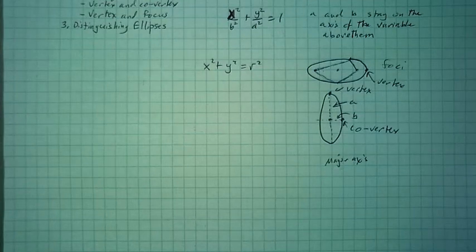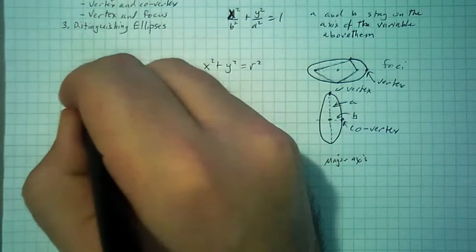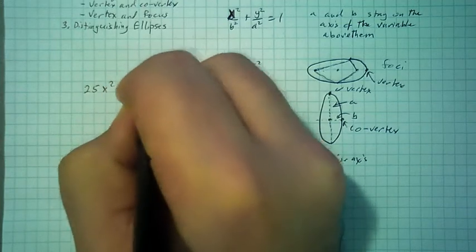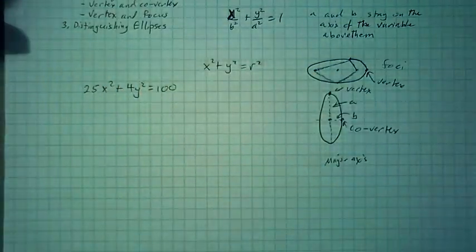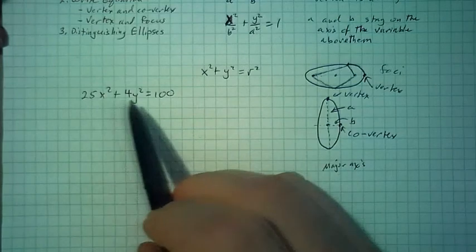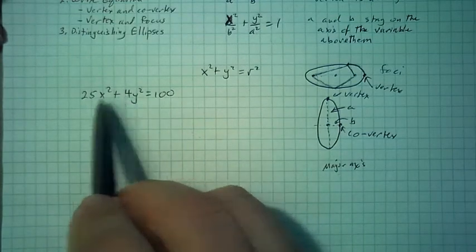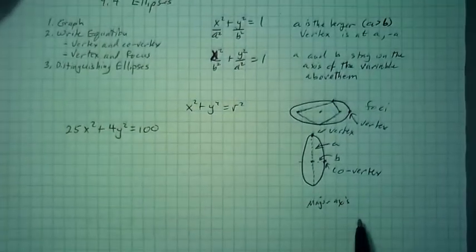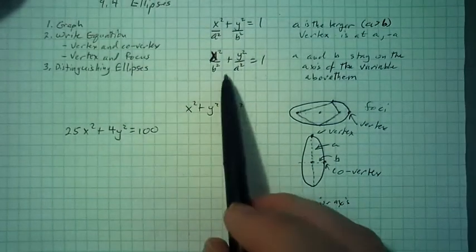So first we're going to graph 25x squared plus 4y squared equals 100. Now the first thing we note is the x is squared and the y is squared. Their coefficients are not the same, which is how you're going to tell it's not a circle, because the x coefficient and the y coefficient are not the same.